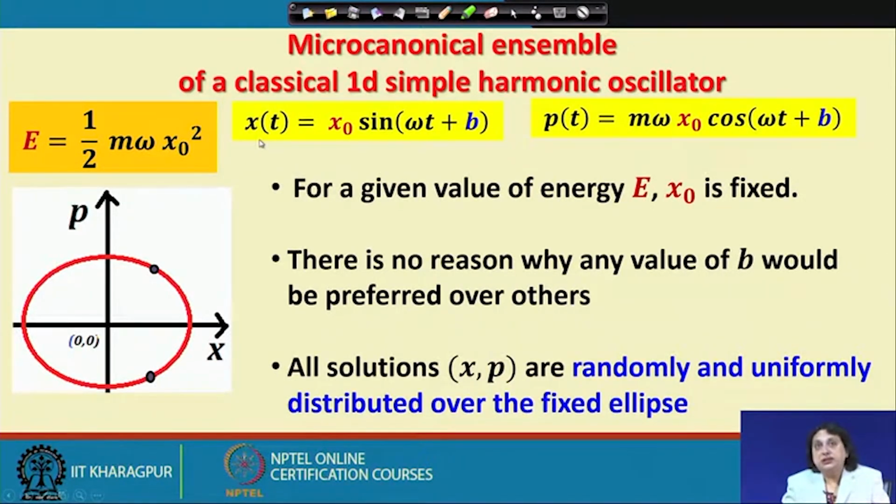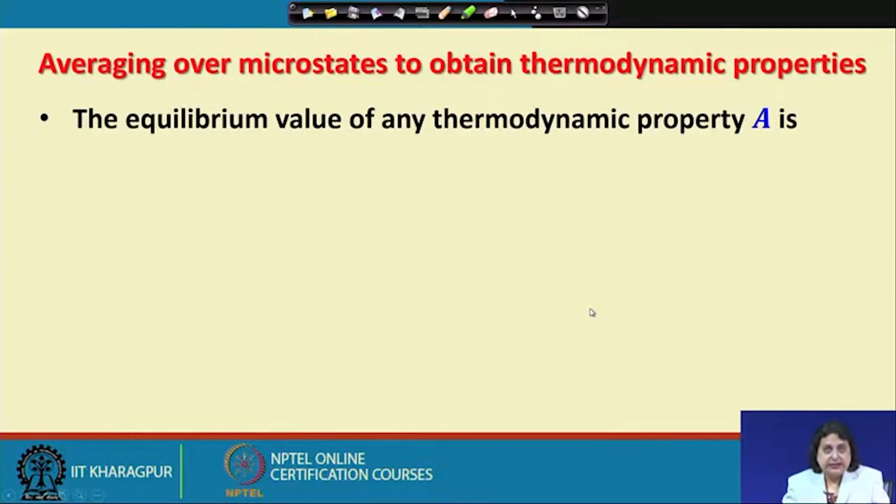I know the solutions x and p at these 2 points, and I find that there is no reason why plus b will be preferred over minus b. And this tells me that each of the points present on this ellipse is equally probable, and therefore they have a completely random and uniform distribution over this red curve. Now, when I understand this, then obviously, once you know what the microstates are, the basic idea is that I will average over these microstates and obtain the thermodynamic properties.